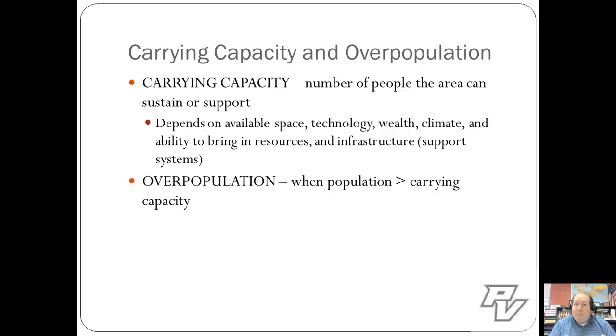Now, overpopulation happens when our population exceeds our carrying capacity. If the sign in the pool says bathing load 100 and you put 200 people in the pool, bad things are going to happen. So the whole idea of overpopulation is making sure we understand that we have to meet our carrying capacity or raise our carrying capacity in order for it not to be an issue.